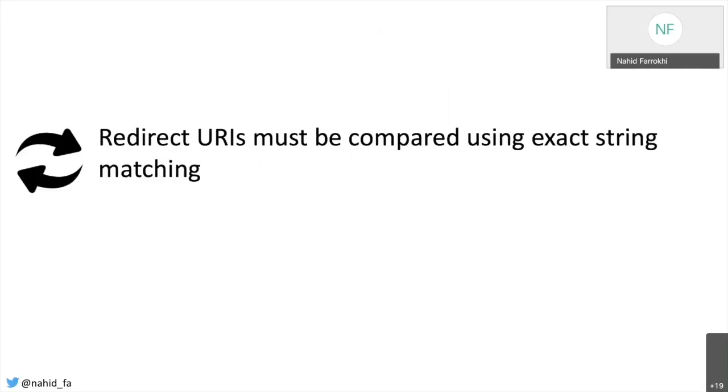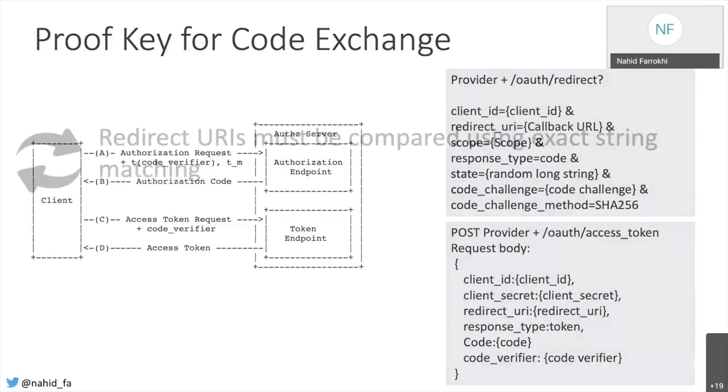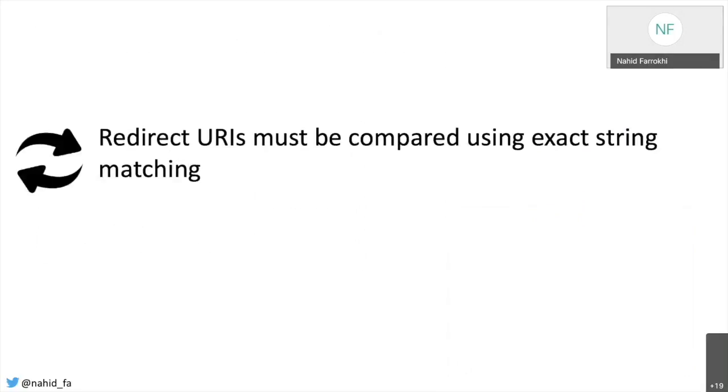On the PKCE, you see on the screen the first call has a redirect URI, right? So the next suggestion is about that redirect URI. The redirect URI must be compared using exact string matching. This means that the authorization server must utilize exact matching of the client redirect URI against the pre-registered URI, right? So the wildcard is compliant with OAuth 2.0, but with OAuth 2.1, it wouldn't be compliant.